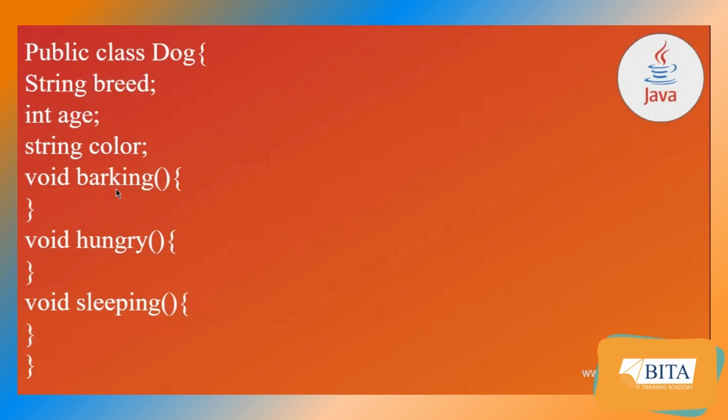And next what I'm going to assign is void barking. Barking, hungry, sleeping, these are all the behaviors of the dog. So breed, age, color or name can be the object's states, and barking, hungry, sleeping are the behaviors, that is, the class of this dog.